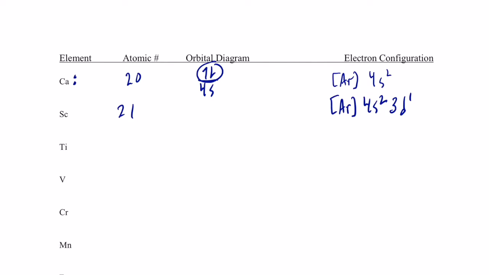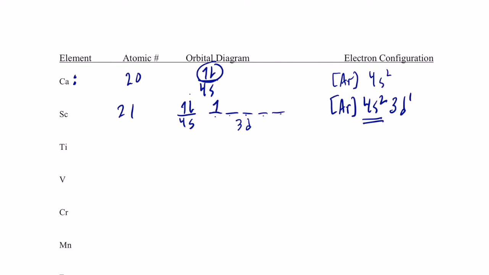3d1. Now the valence electrons would be those in the 4th energy level, not the 3rd. They're not always the electrons that entered last. They're the ones that are farthest away. So if I were to do the orbital diagram for scandium, I'd have a pair in the 4s, and my d sublevel, remember, has 5 orbitals in it, folks.